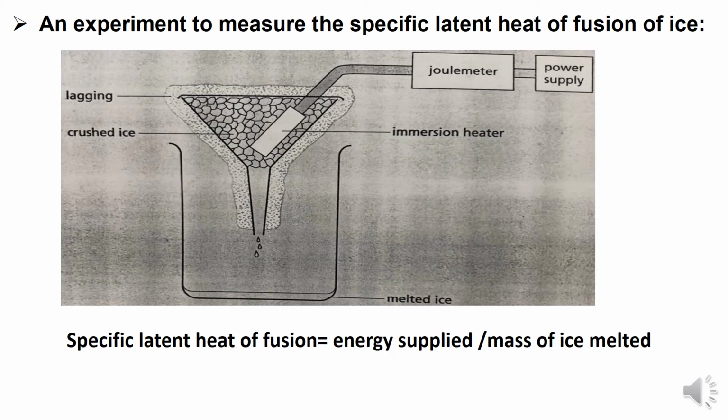This is an experiment used to measure the specific latent heat of fusion of ice. Look at the circuit arrangement. Do the connections as shown in the figure. You can see the crushed ice in the conical flask, and lagging also. Lagging is used to reduce the heat energy leakage to the surroundings. An immersion heater is fitted in between the ice cubes, and the immersion heater is connected to the joule meter, and the joule meter to the power supply.